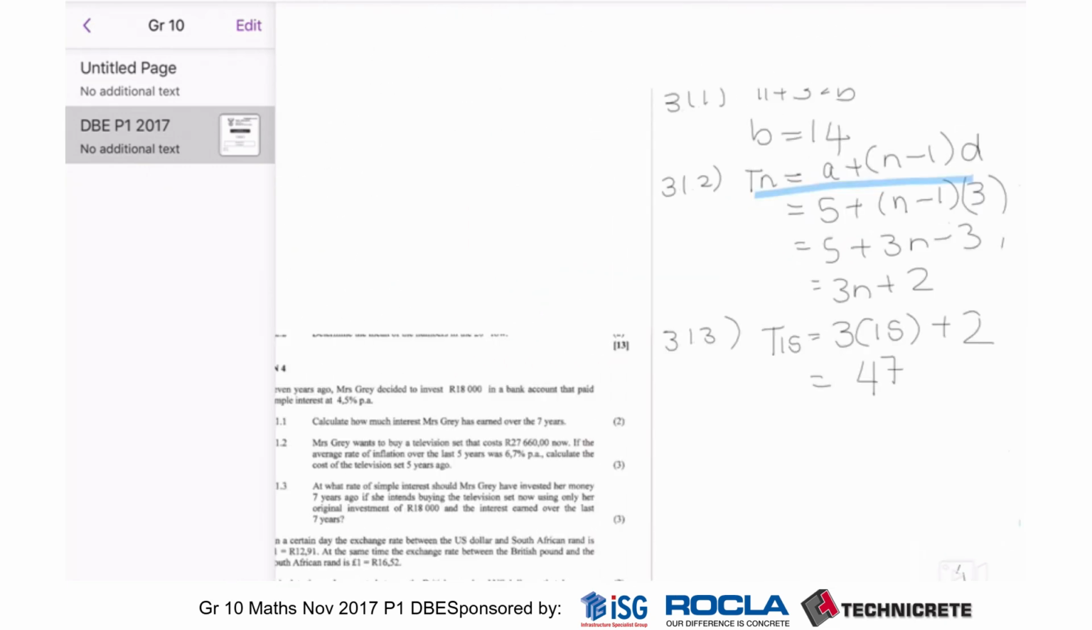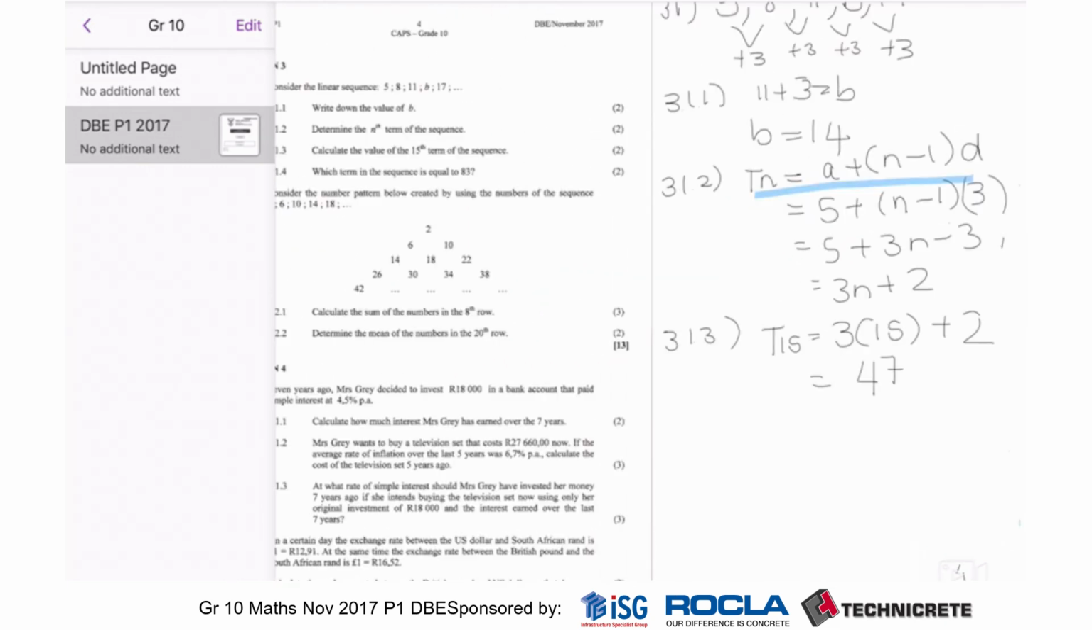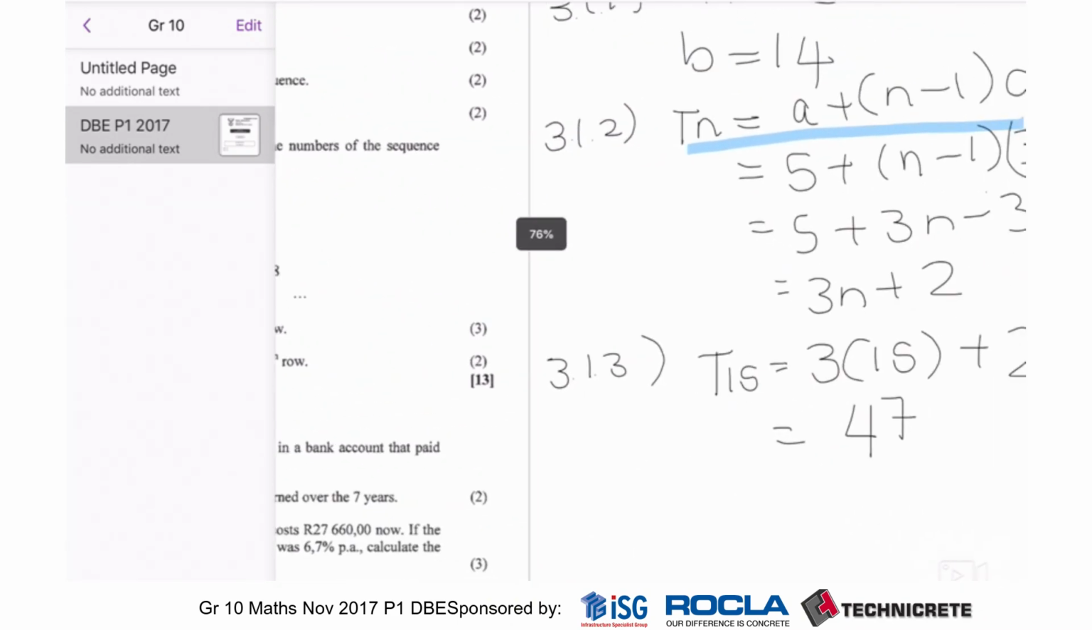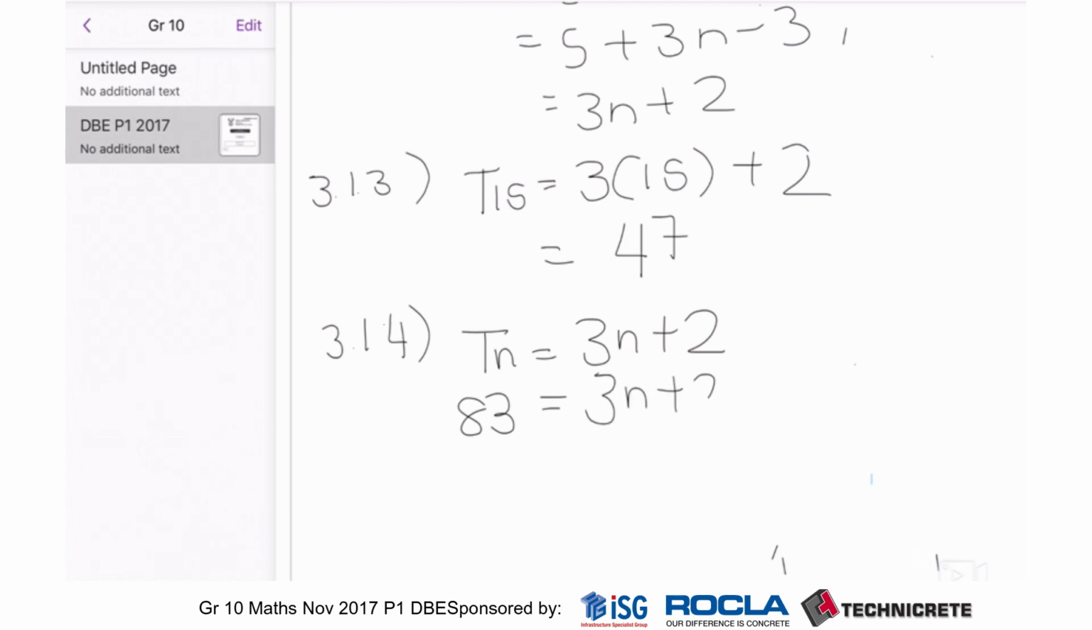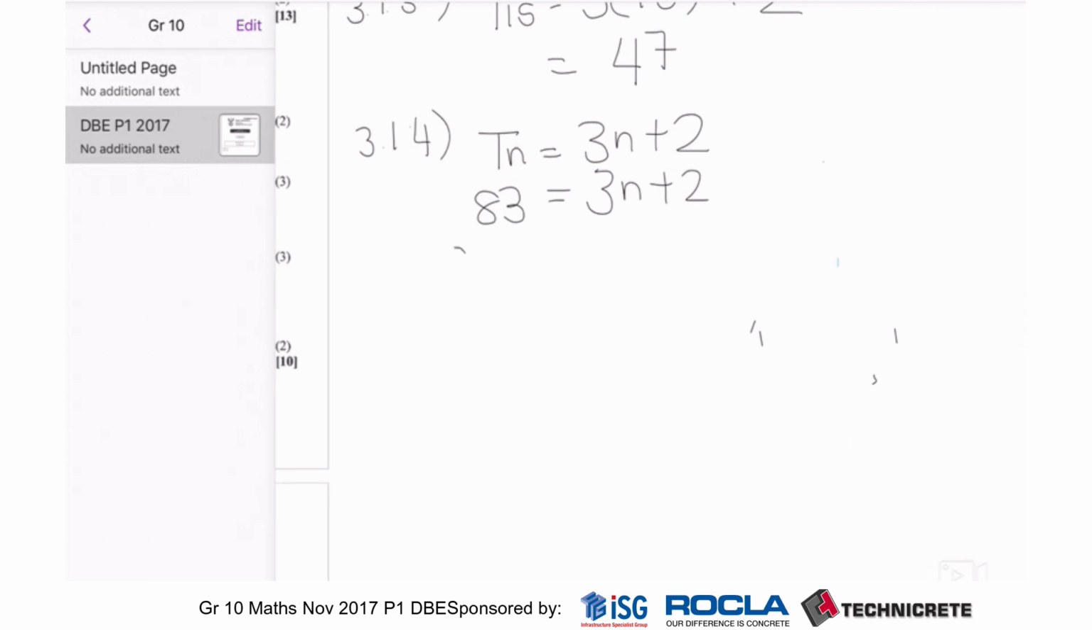Next question says, which term in the sequence is equal to 83? So now we're working in reverse. We want to find the value of n. Let's just write it out first. Tn is equal to 3n plus 2. We know that the value of the term is 83, and we want to find which term this is, so which n this is. So we're going to take the 2 to the other side. So 83 minus 2 is equal to 3n. So it's 81 is equal to 3n.